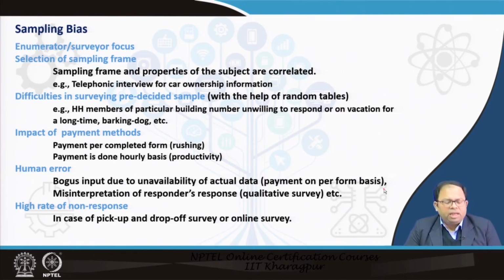And then there could be a very high rate of non-response, and this usually happens when there is a pick up and drop off survey or online survey. That means we may send the survey form to many people, but they may not respond back. So these are the different forms of sampling bias that can occur.